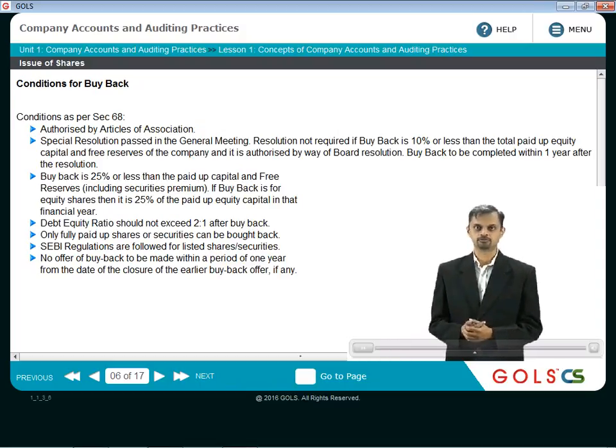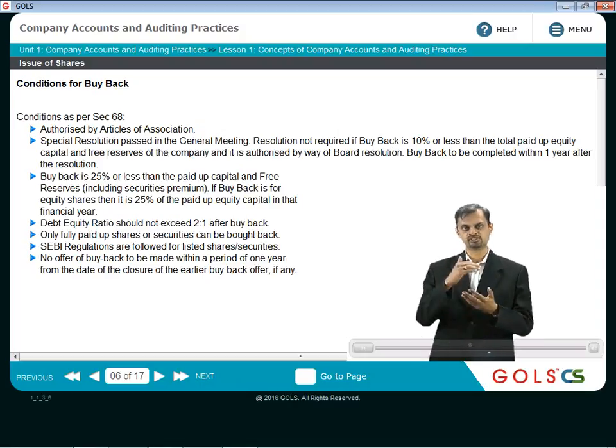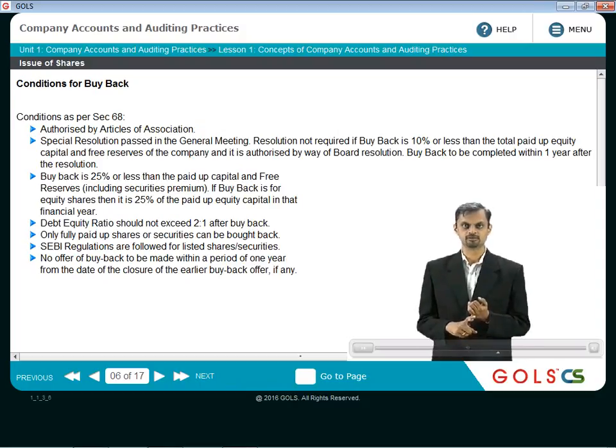After the buyback, your share capital will go down, so shareholders funds will go down. So then the debt equity ratio, what is the debt equity ratio? Long term debts divided by the equity, that is shareholders funds. So if the shareholders funds go down because of the buyback, the debt equity ratio will increase. One of the buyback conditions says that after buyback, the company has to ensure that the debt equity ratio does not exceed 2 or 2:1.